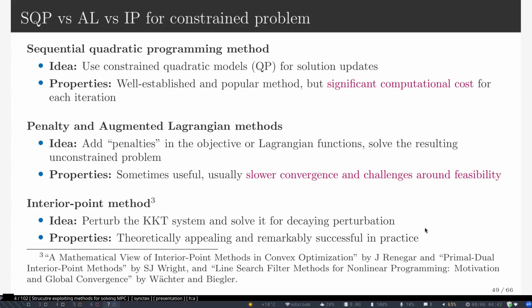And then there are interior point methods, which is really going back to: we end up forming a KKT system, perturb it, and then we push the perturbation to zero. That was the new variable. It is very appealing and remarkably successful in practice. The common criticism of it is that it's hard to understand. Well, life is very hard to understand, but it's not as hard as many other things to understand.